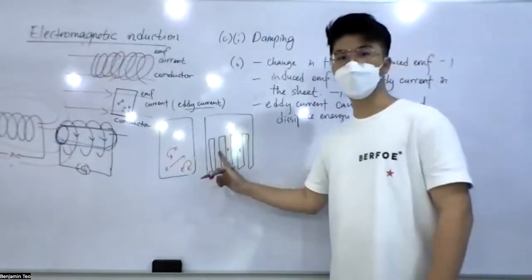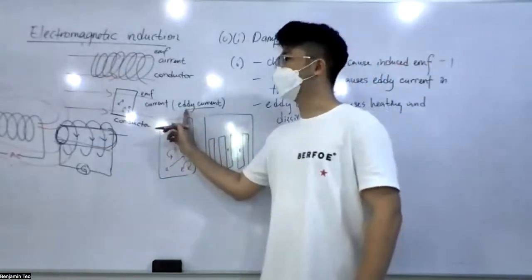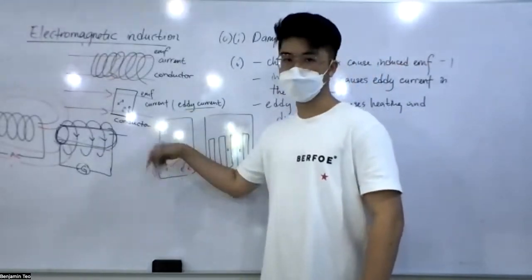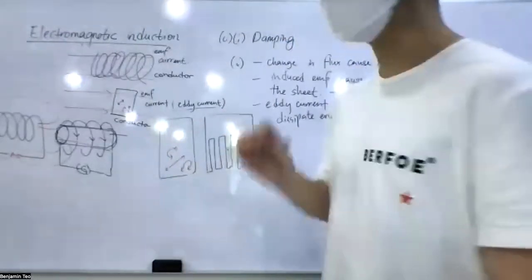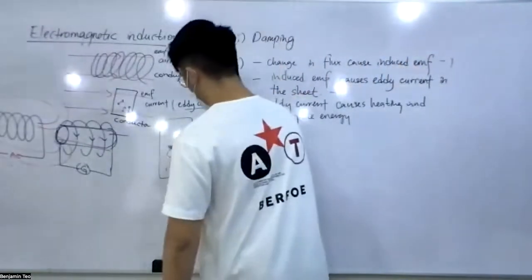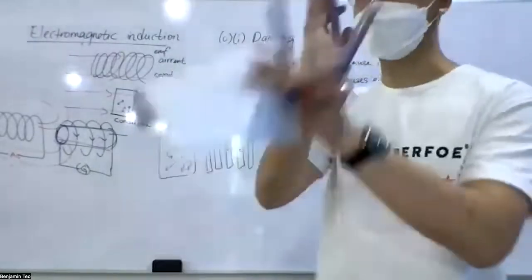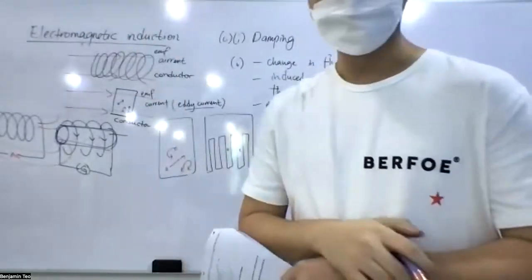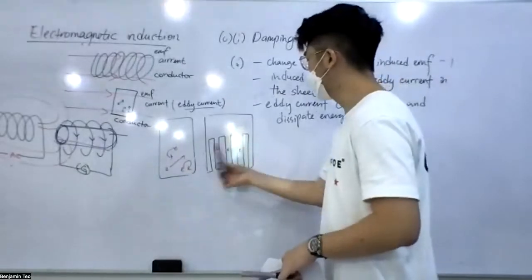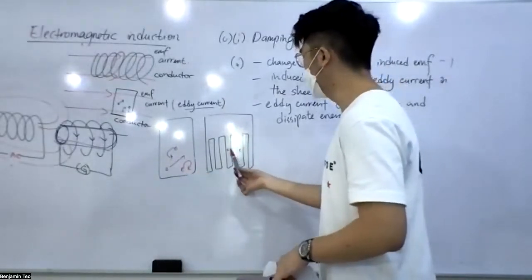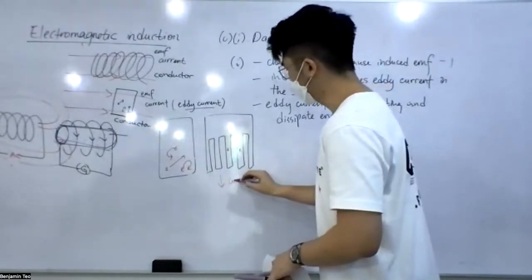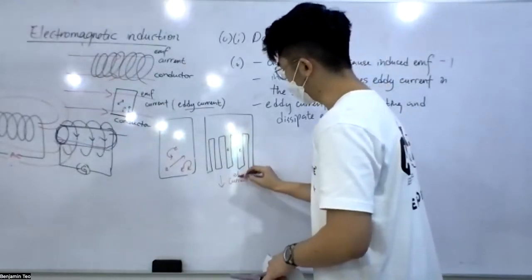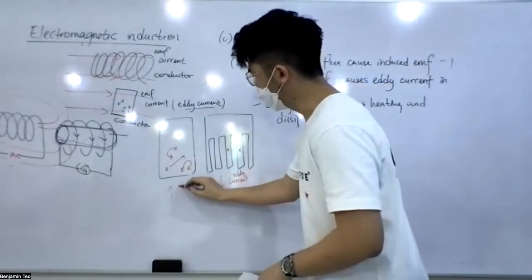If it's more difficult for the electrons to flow, then your eddy current will decrease, because eddy current is just the flow of electrons. So how do I decrease the eddy currents? I'll make a cut. I put gaps in the conductors, preventing the electrons from flowing. This one, you have a smaller current, smaller eddy current. This one, you have a larger eddy current.